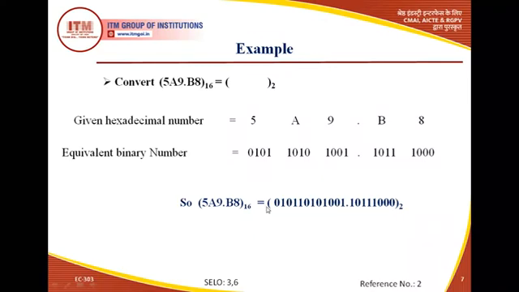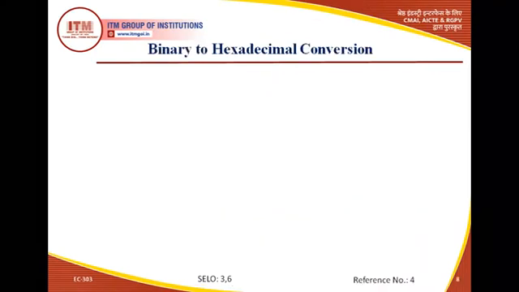And this binary number can also be expressed by excluding the leading 0s, because they have no significant value in that case. Okay. So the exact binary form of 5A9.B8 is 10110101001.1011. So in such a manner we can convert a hexadecimal number into a binary number.